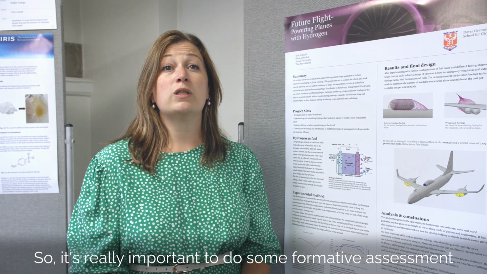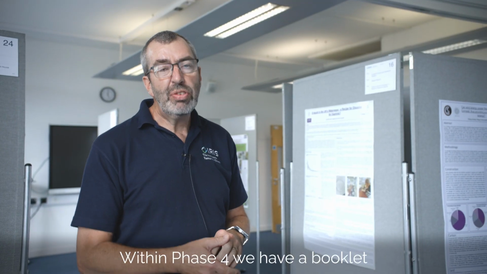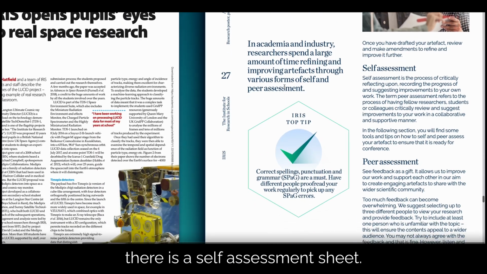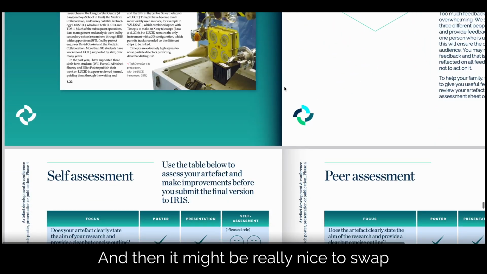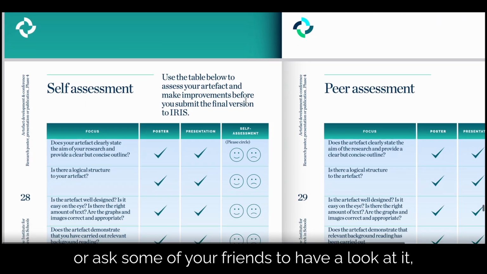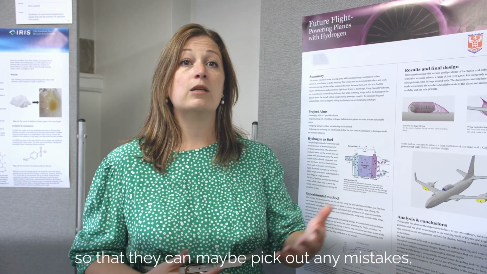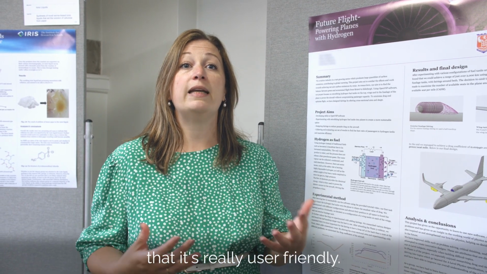So it's really important to do some formative assessment before submitting your final poster, and you can do that in a variety of different ways. Within Phase 4, we have a booklet about how to prepare for presentations and posters, and within that there is a self-assessment sheet. It's just a checklist for you to go through. And then it might be really nice to swap your poster with another group or ask some of your friends to have a look at it so that they can maybe pick out any mistakes or give you some feedback about how it looks, just so that you're making sure that it's really user-friendly.